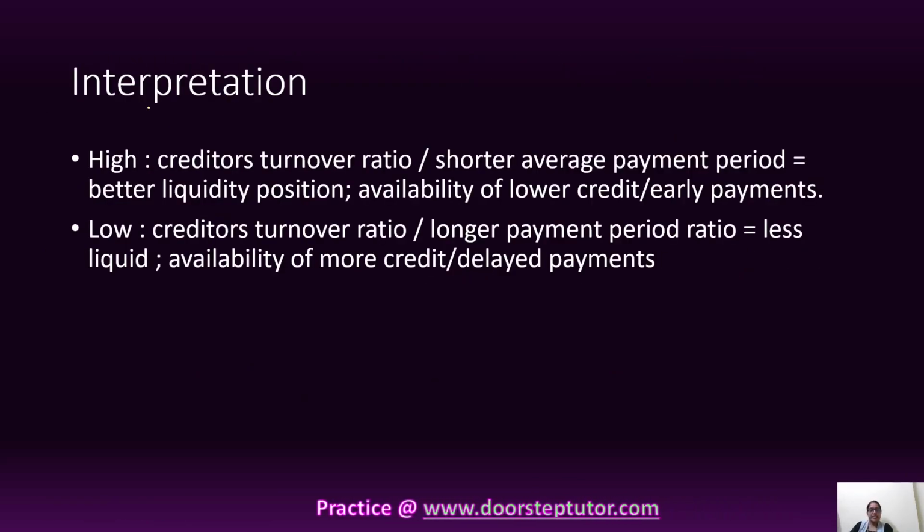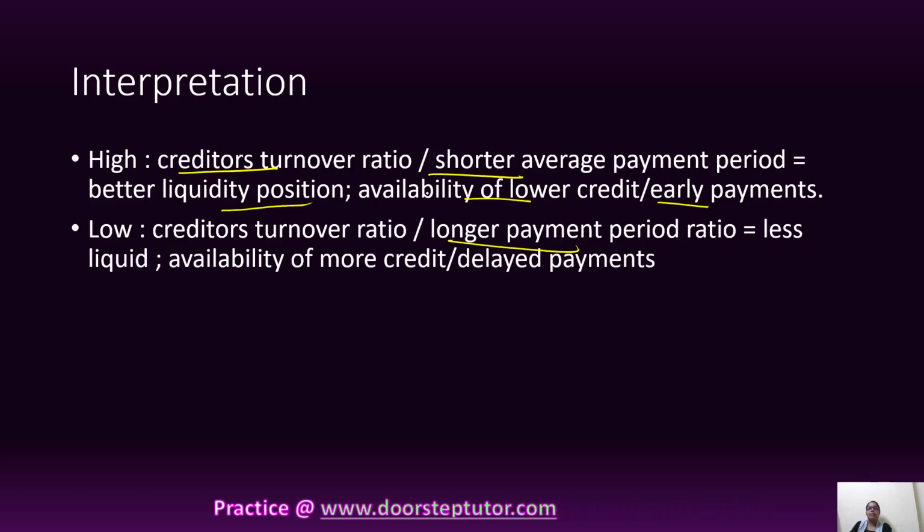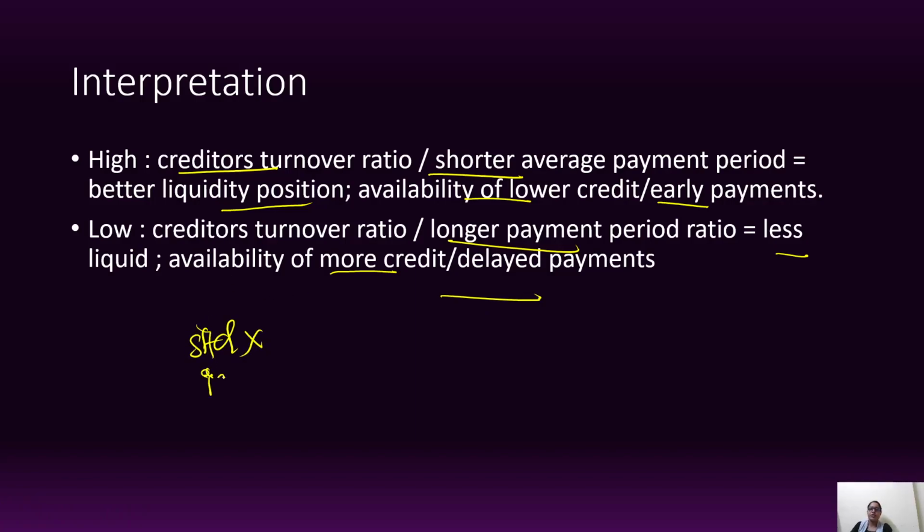So, as far as the interpretation is concerned, a high creditors turnover ratio or a shorter payment period means better liquidity position, or it can mean that there is availability of lower credit, or it can mean that the firm makes early payments. Lower creditors turnover ratio or longer payment period means the firm is less liquid and it avails more credit or it makes delayed payments. Here also there is no particular standard or ideal ratio against which you can compare. The comparison has to be made with the company's past data, the business consensus, or the industry standards in order to make a meaningful interpretation.